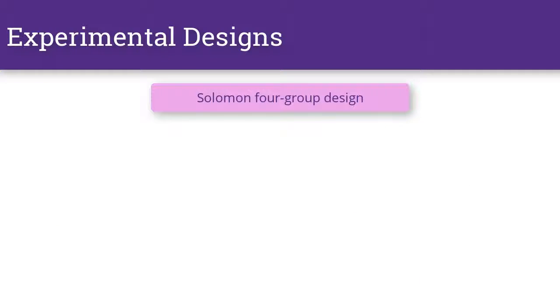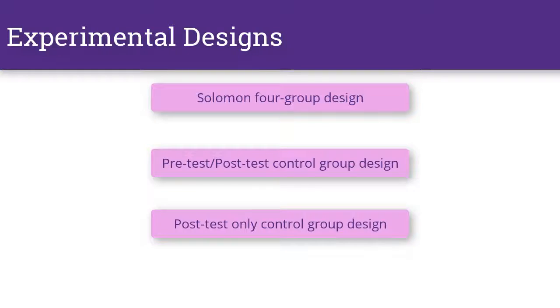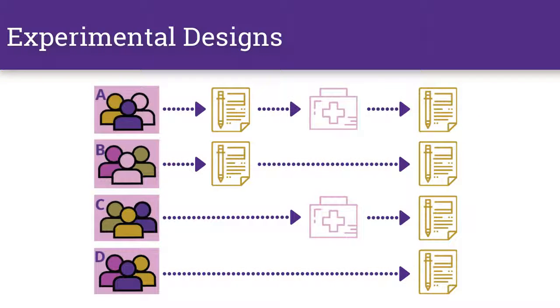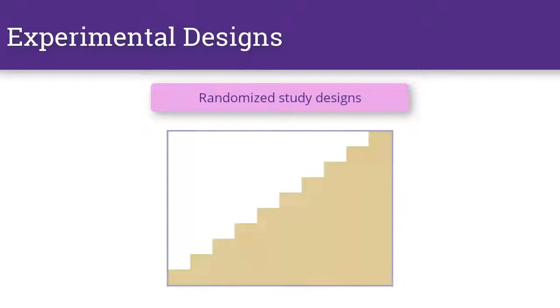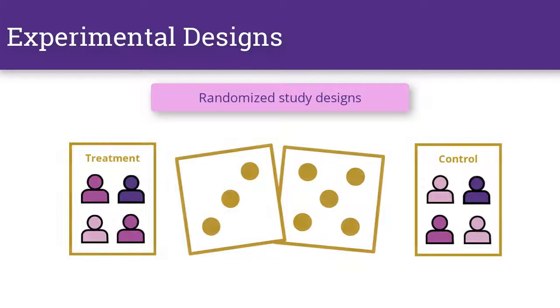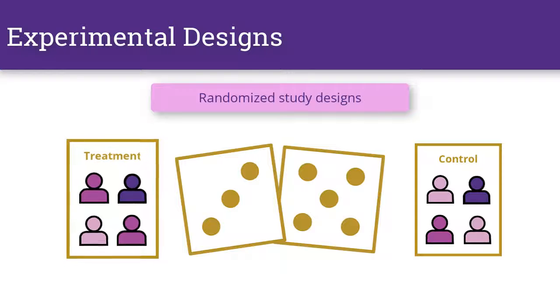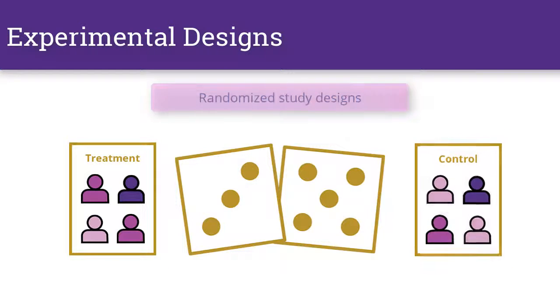The Solomon four-group design combines both designs into one, allowing for comparison against four groups to control for potentially confounding effects from the pretest. Randomized study designs such as the stepped wedge, multiple baselines, and randomized controlled trials are robust to threats to validity by randomizing participants to either treatment or control groups.